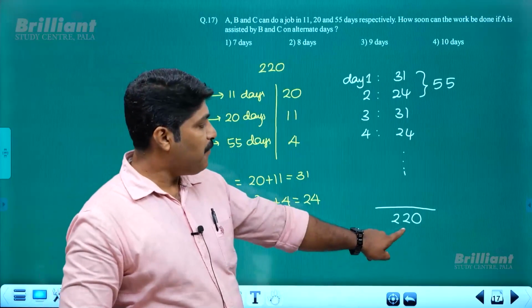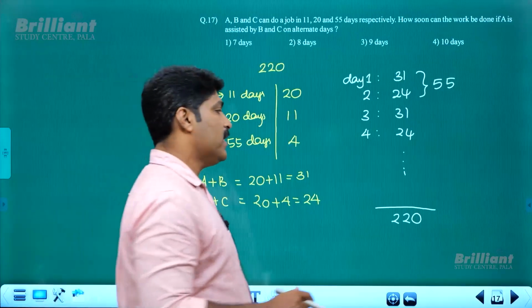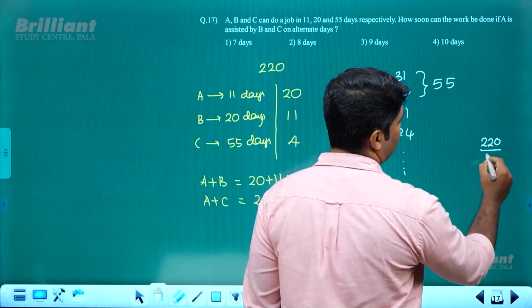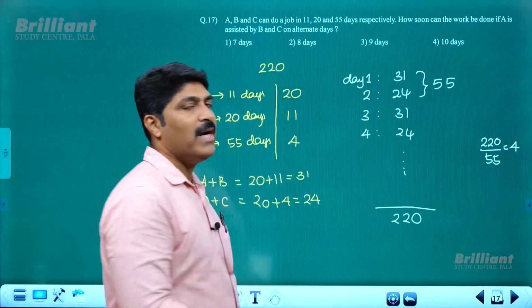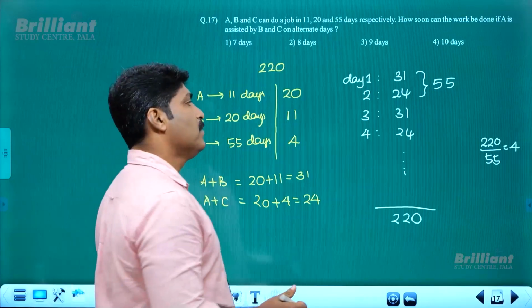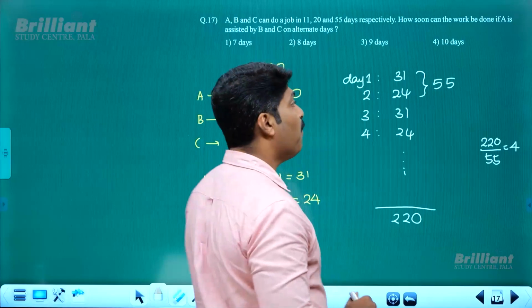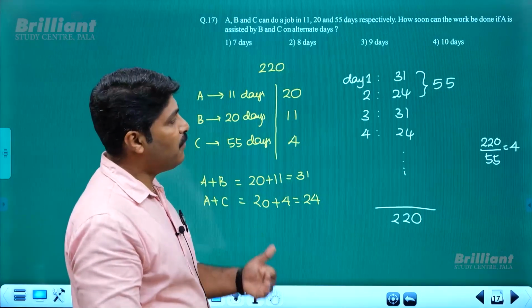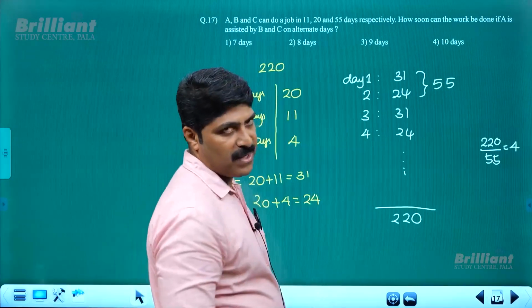So how many 55s will make this 220? We know that when we divide 220 by 55, this is equal to 4. So what it means? Here 4 pairs of days are required. Therefore, 4 pairs of days required means in 8 days they can finish the work.